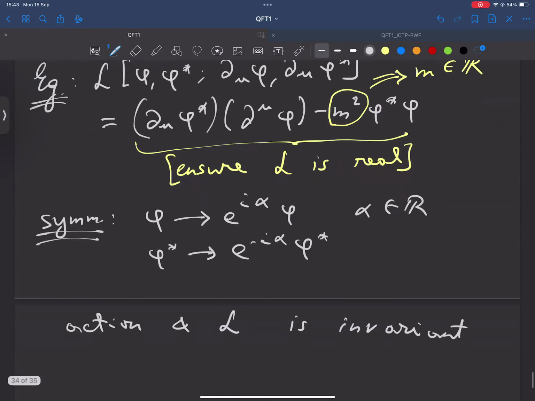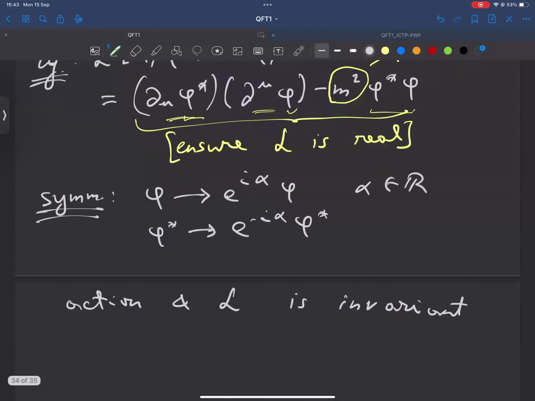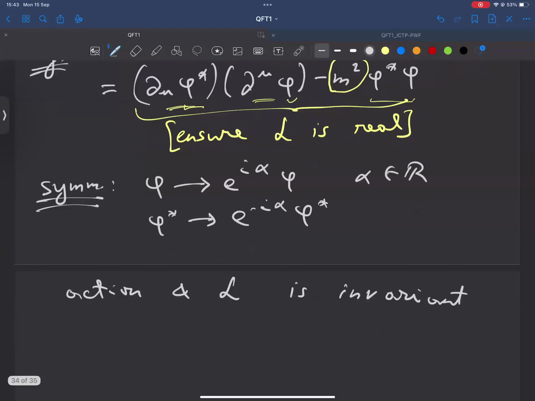So it remains the same. Okay, and the reason is very simple, because each term here is like a conjugate pair. So you have phi star, phi complex conjugate, and here again complex conjugate. And just a notation, this e^{i alpha} for alpha in the reals is what is meant as the U(1) group.